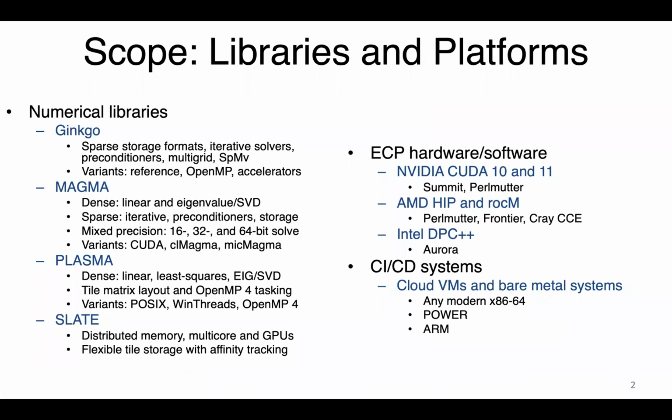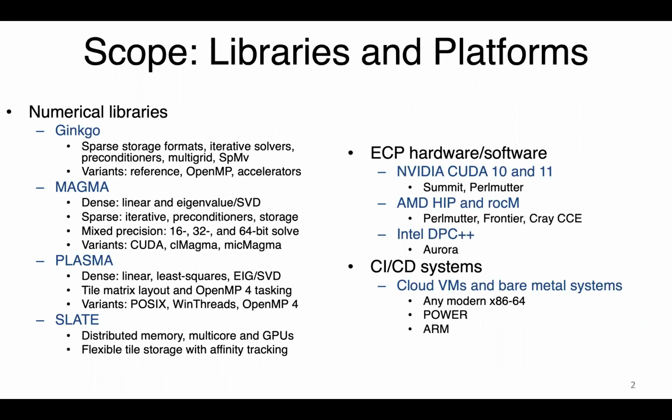On the left is a lot of detail about these libraries. We have four of them: Ginkgo, MAGMA, PLASMA, and SLATE. They roughly correspond to sparse and iterative methods for Ginkgo. MAGMA is mostly dense linear algebra, eigenvalues and SVDs, and also includes some iterative methods with preconditioners and sparse storage. PLASMA is mostly dense linear algebra, singular values and eigenvalues, and it targets OpenMP for tasking.